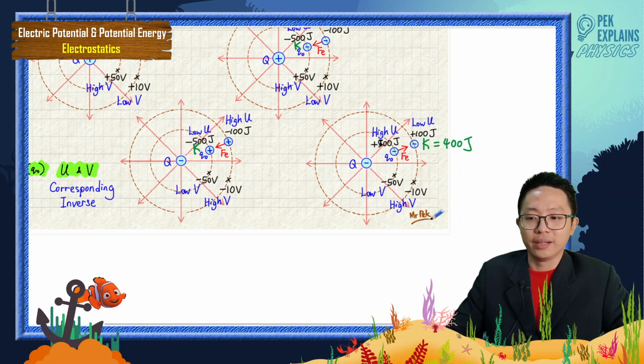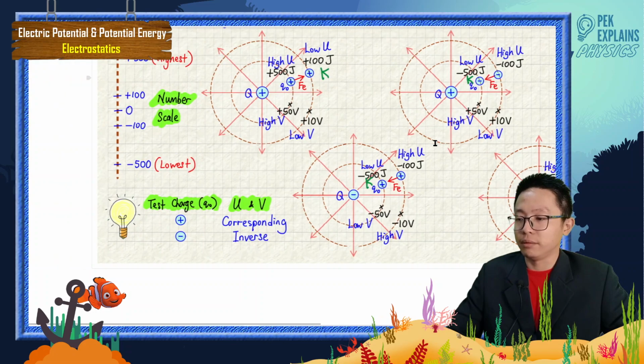So initially it has 500 joule of potential energy. You drop to 100 joule of potential energy. So where is the energy gone? It has changed to kinetic energy. Understand? Why did the potential energy change to kinetic energy? Because this negative test charge is being repelled away. Okay, I explained so much about this.